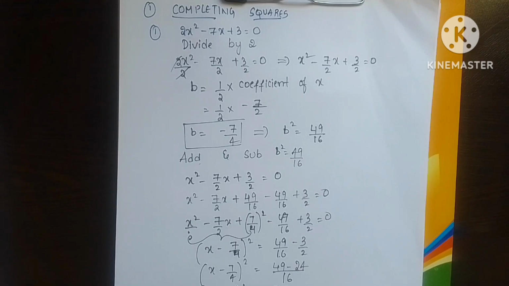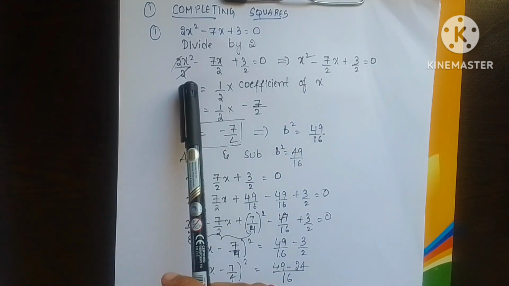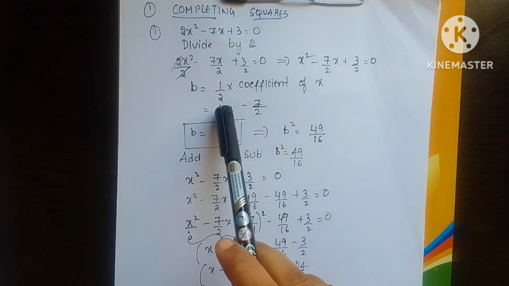Given equation, first we have to divide by the 2. After dividing by the 2, we will get an equation like this. And after that one, we have to take only the b coefficient.